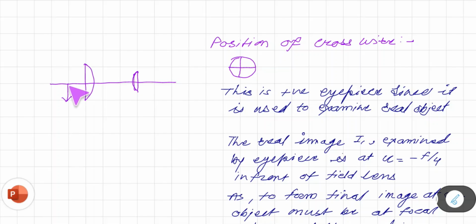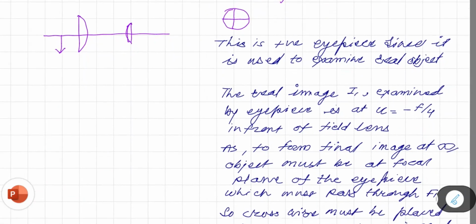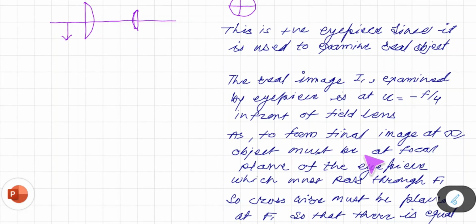When the object is real, it is called a positive eyepiece, because it is examining the real object. So the real image I1, which acts as an object for the system by the eyepiece, is at distance u equal to minus f by 4 in front of the field lens. To form the final image, the object must be at the focal plane of the eyepiece, which means it must pass through f1. So here we know that the object is passing through the first focal plane.